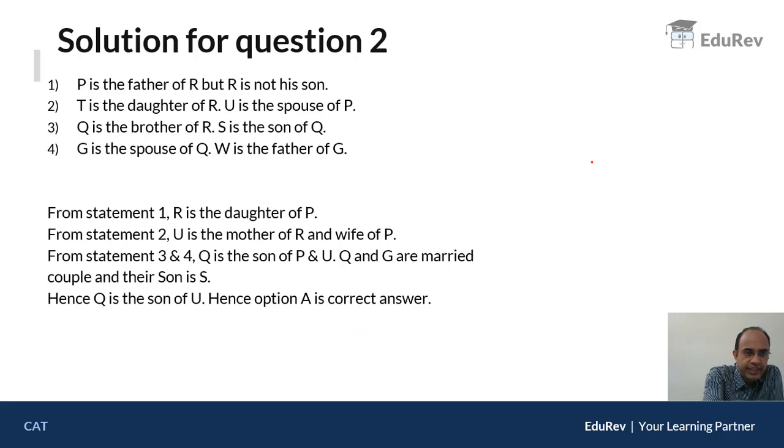For your reference, I have written this in a statement as well. But we observe from the family tree that Q is the son of U. Hence, option A is the correct answer. So it has become very, very easy. Once you make a family tree, then all the relationships are very, very easily decoded.